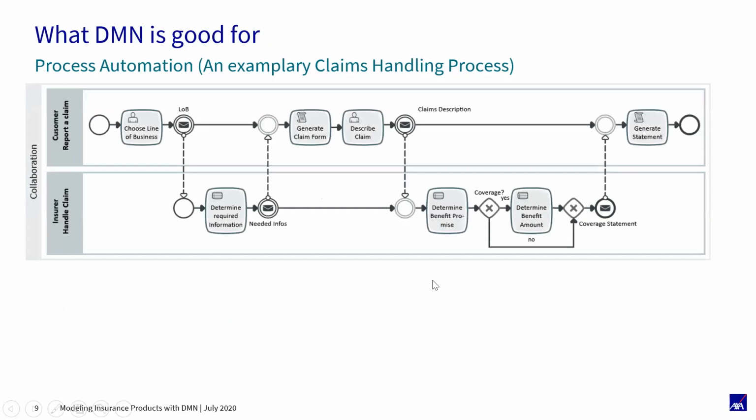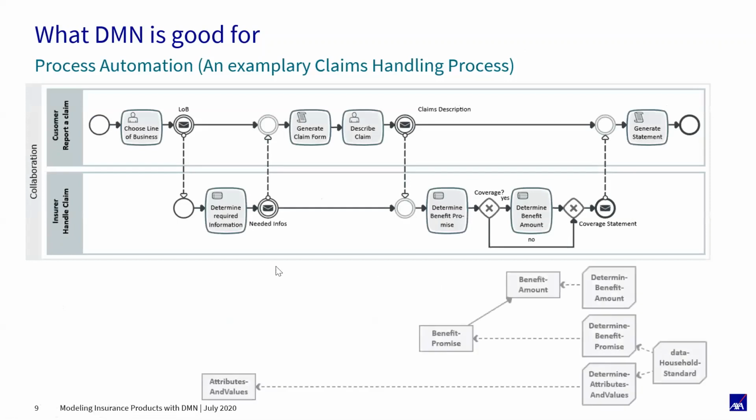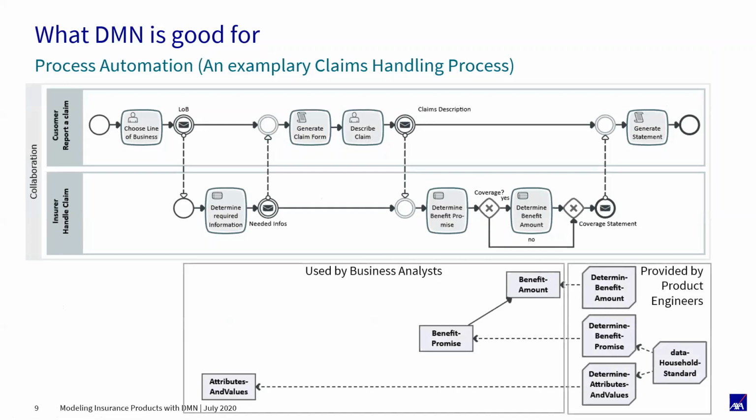So DMN helps us to provide all the business logic needed to run the business. So this logic must also be made available in the business processes. And imagine a claim process. And here we have our decisions and business knowledge model provided by business analysts and maybe provided by product engineers.